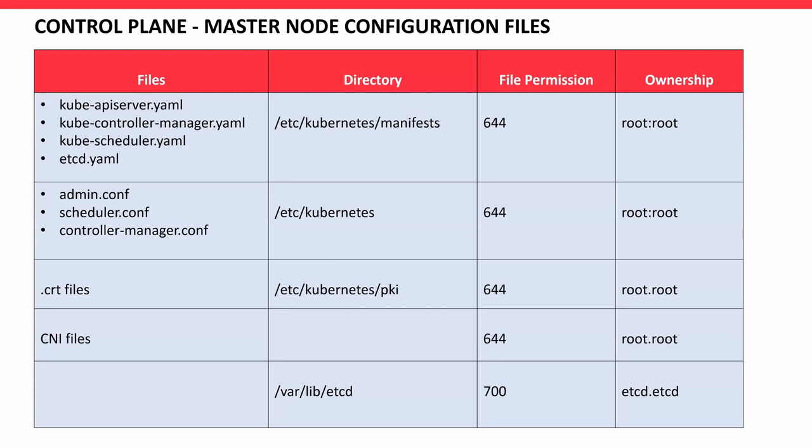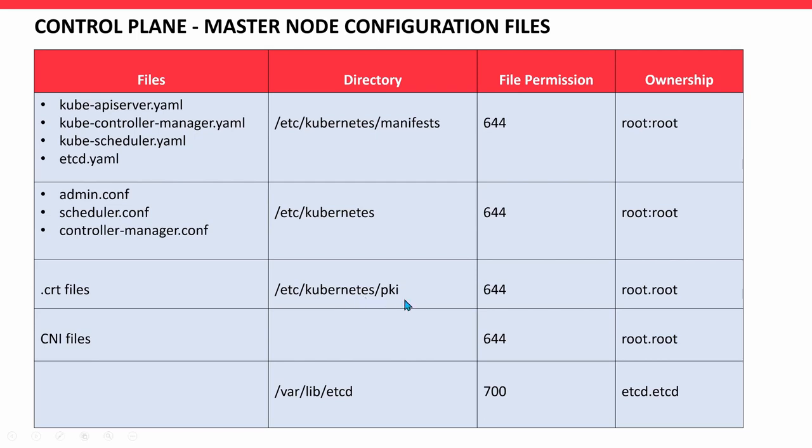CIS gives a big document. I brought all of them into a tabular format. Look at the table. The files under etc Kubernetes manifest should be owned by root with file permission 644. All these files, kube API server, kube controller manager, scheduler, etcd, these files are Kubernetes. Then configuration files such as admin.conf, scheduler, controller manager should have 644 with root privilege.